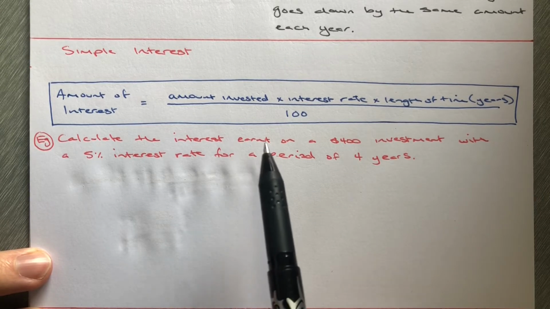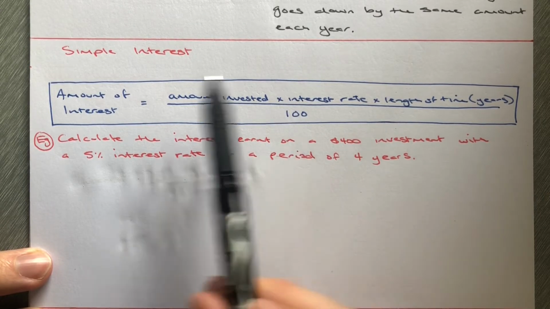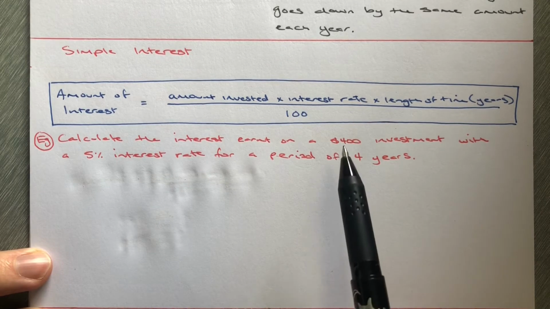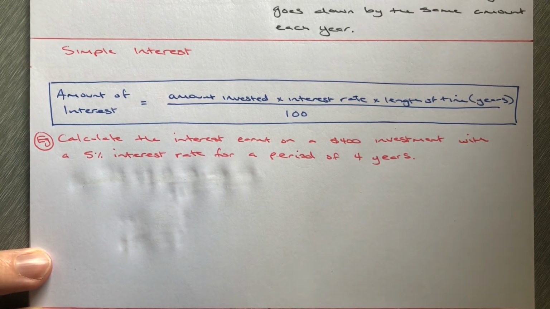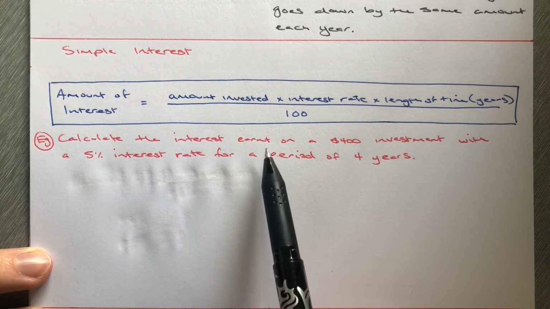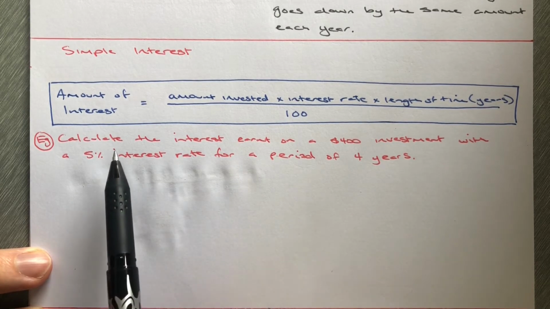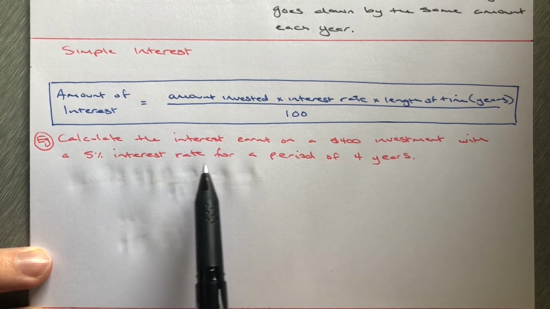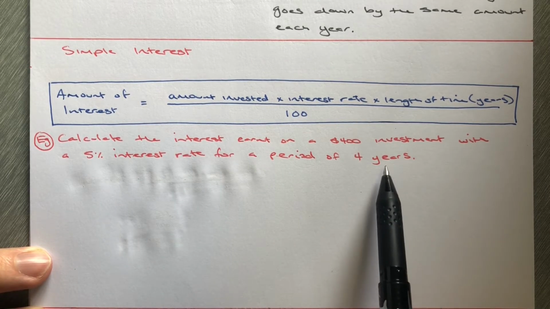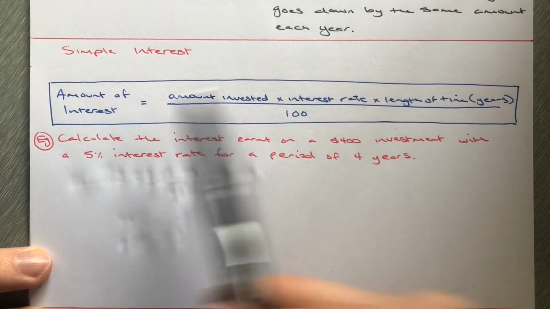You can write it as just letters as well, that's fine, but I think it's a little bit more clear if I write it this way for now. Alright, now let's use this formula to try and work out the amount of interest that's earned. Calculate the interest earned on a $400 investment with a 5% interest rate for a period of 4 years. We just need to put all that info into this formula here.